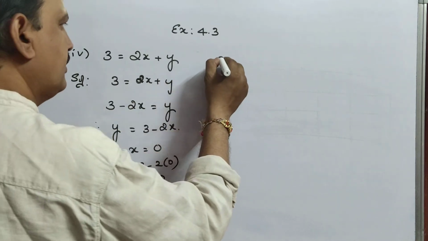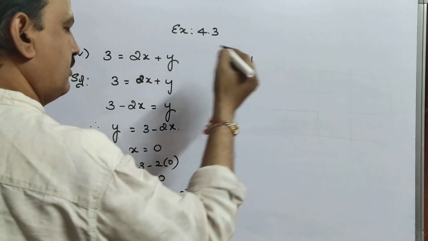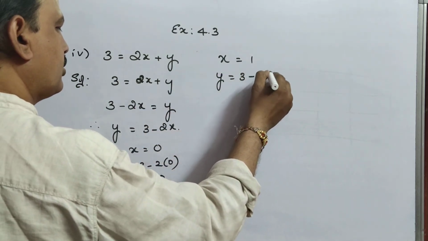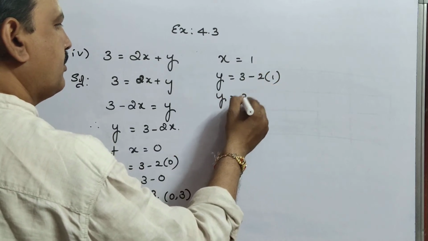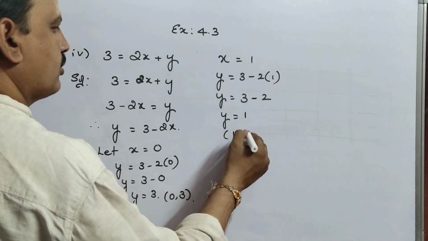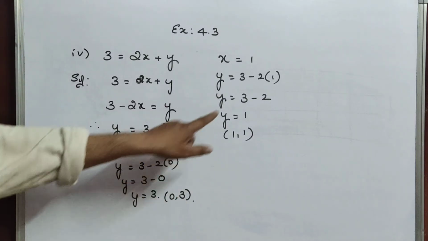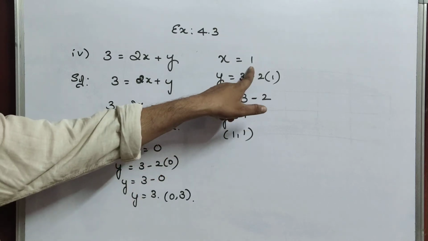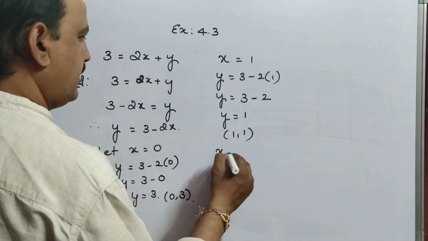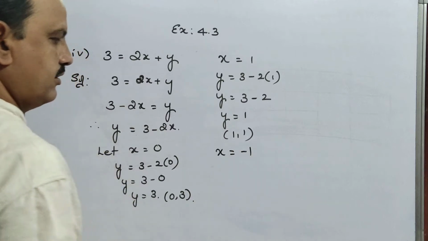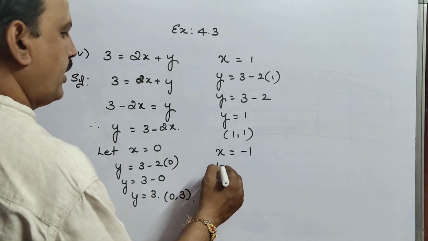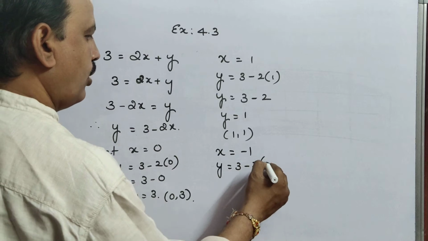Next, let x equal 1. If I let x equal 1, then y equals 3 minus 2 times 1. 2 ones are 2, so y equals 3 minus 2, which is 1. That is 1 comma 1. Next, x equals minus 1 you can take. It is not necessary to always take positives. You can take negatives also. So y equals 3 minus 2 of minus 1.